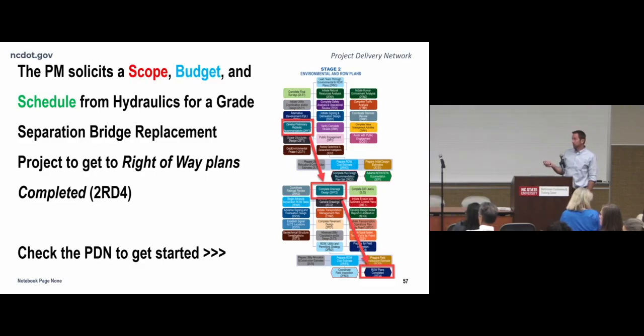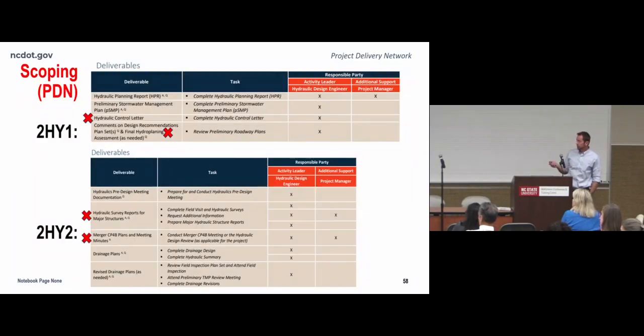So the first thing I would do, if I hadn't done 600 of these, would be to sit down and evaluate what boxes of mine, of hydraulics, are relevant in the PDN stage 2 in order to get down to this block, which is 2RD4. So I have 2HY1, I have 2HY2, so I need to pay special attention to those in the steps going forward. Okay, so these are the deliverable charts or the deliverable tables within the PDN document.